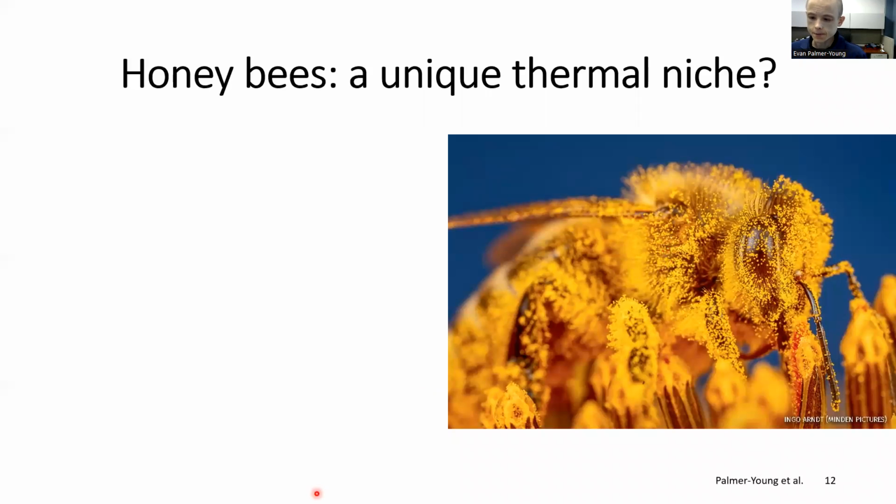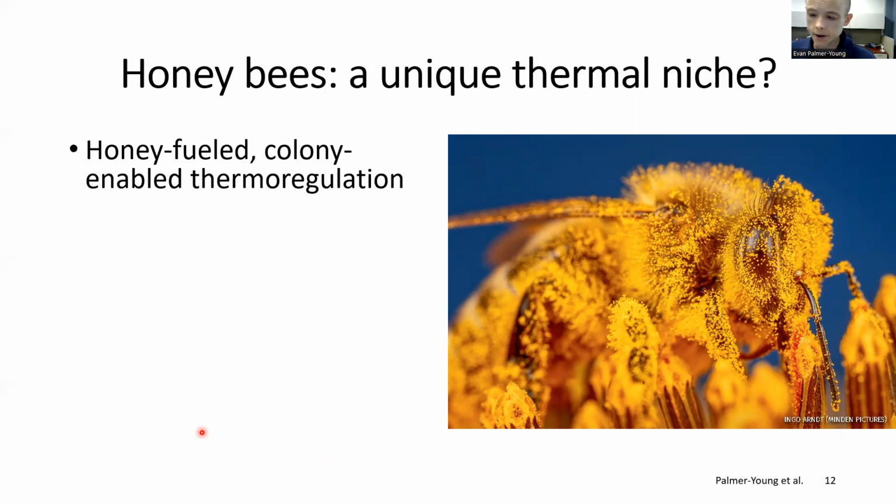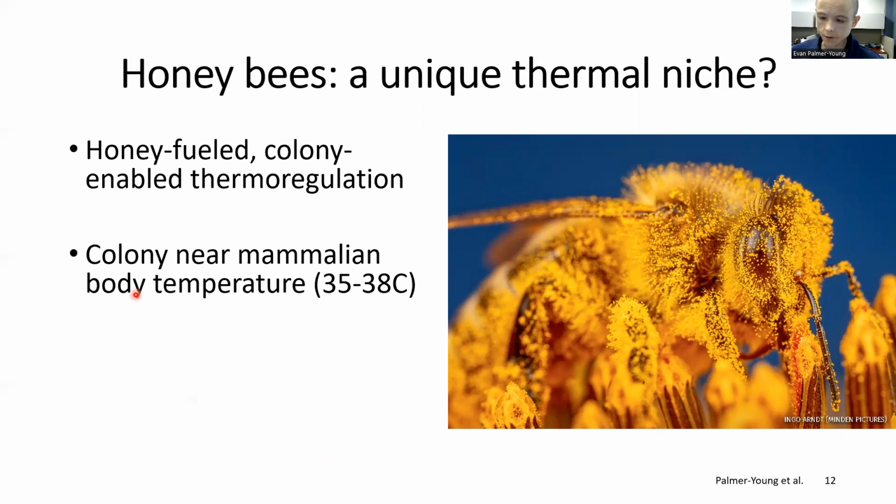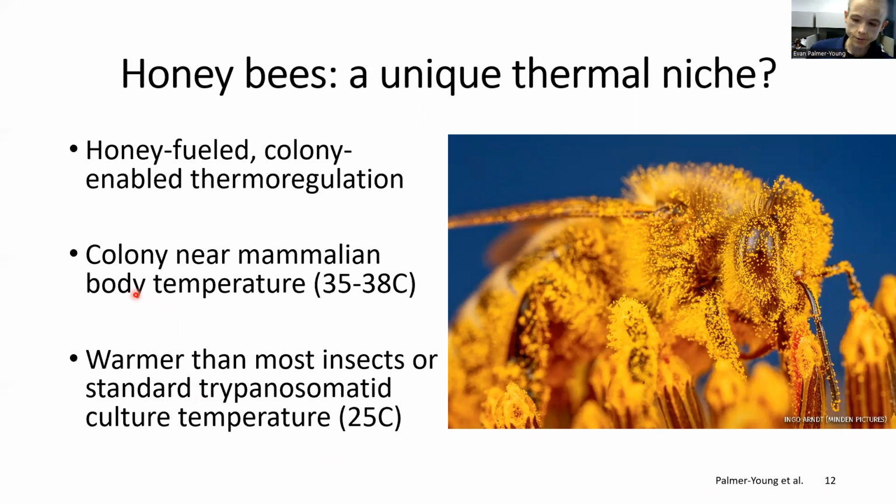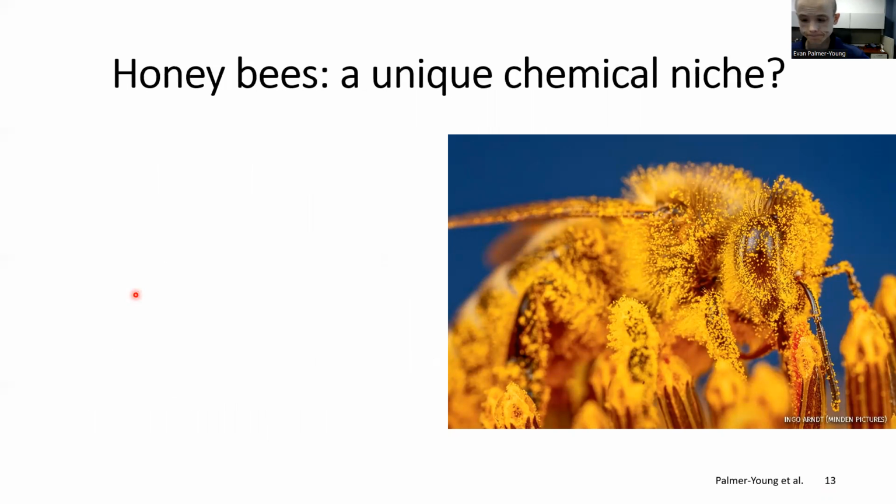Now, a few aspects of honeybee biology make them unique among the trypanosomatids' insect hosts and could challenge the establishment of parasites. First, honeybee colonies exhibit an endothermic temperature regulation that's quite rare among insects, keeping the colony at close to mammalian body temperatures. That's much hotter than what's typical of most insects, and considerably warmer also than the standard growth temperature for trypanosomatids, suggesting that bees' high body temperatures could deter parasite establishment.